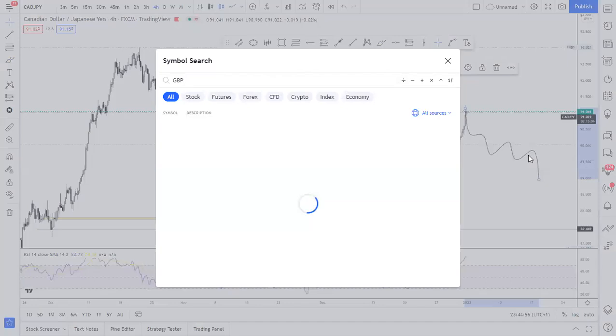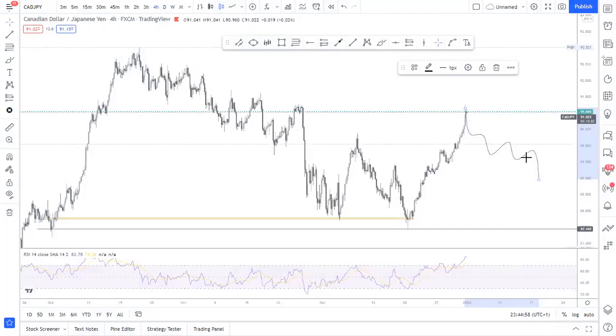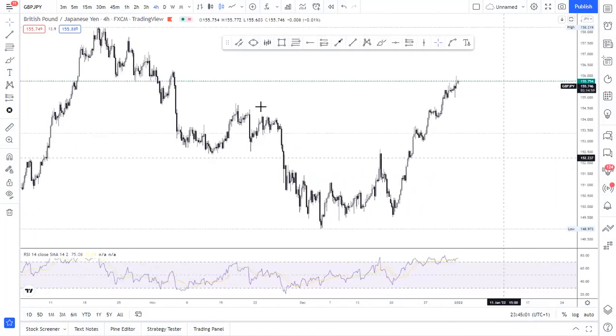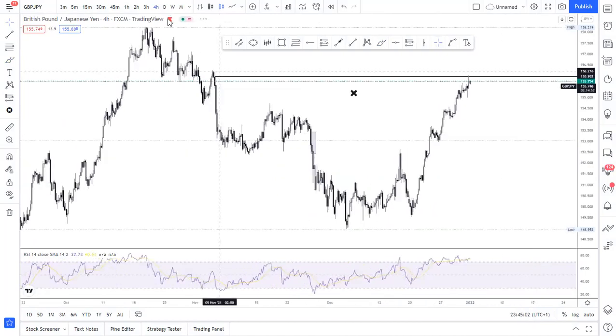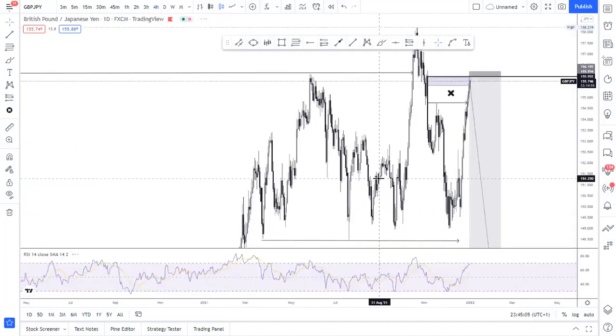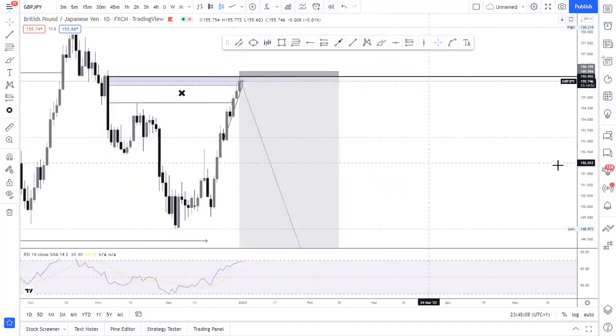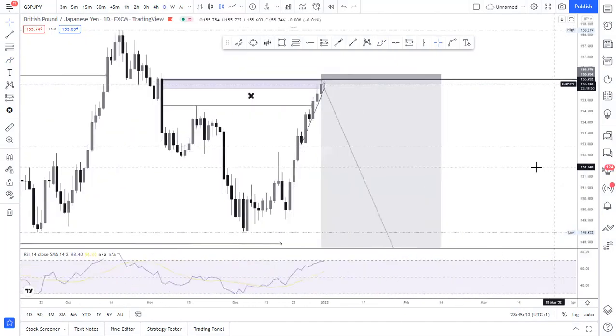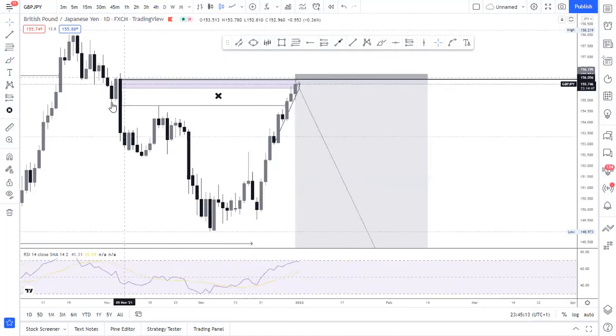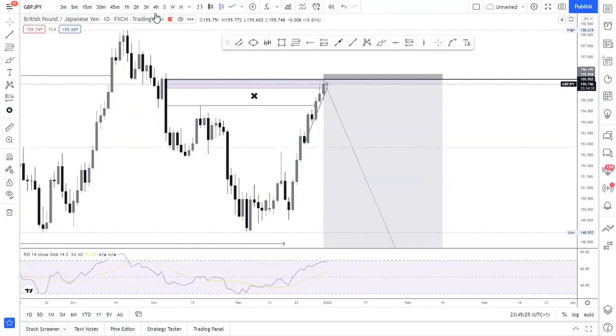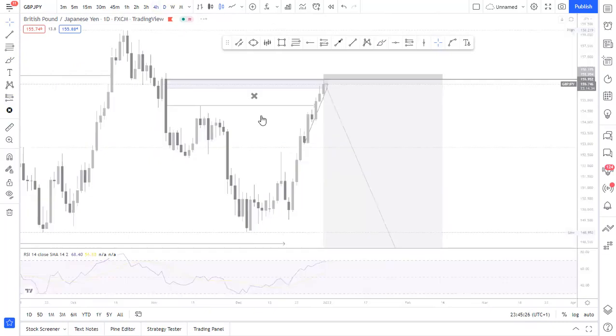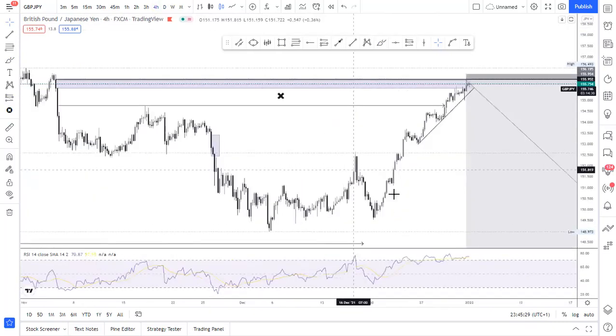GBP/JPY. On this pair, yeah, right here, marked out. We're waiting for it to give us a clear move. So we had this order block between the opening. Right here, we had a liquid area here, but price actually didn't give us what we wanted. Price was still showing some kind of strength, so we couldn't get in. We couldn't get in on this pair.